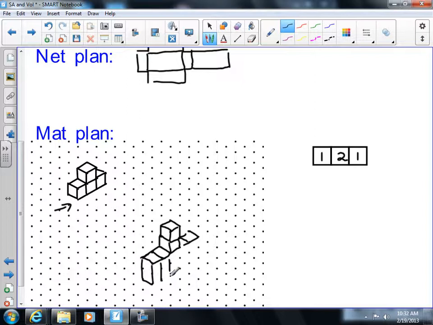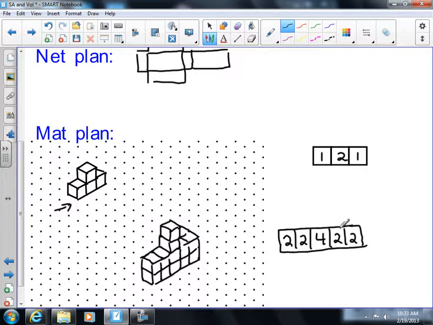Okay, now what I'm going to do is figure out what is my mat plan for this figure. What is my mat plan? Well, I'm going to have how many little boxes? Looks like there's going to be 5. Okay, in the first box, how many will I have? Starting from the left, go 2, 2, 4, 2, 2. And sometimes we could even add some back behind there. I might even have another one, and then you would have another 2 back there as well.